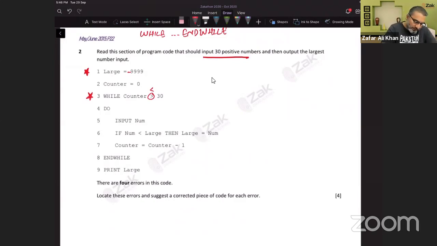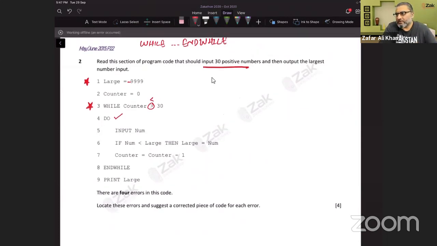That would become do. We did not study it, but the existence of do does not matter. So do is optional. If you write it, fine. If you don't, no issue. Input number. If number is greater than largest, then largest is equal to number. Counter is equal to counter plus 1. And while and print large. There are 4 errors, so we found 4 errors. You have to tell what the corrections of these 4 errors are.